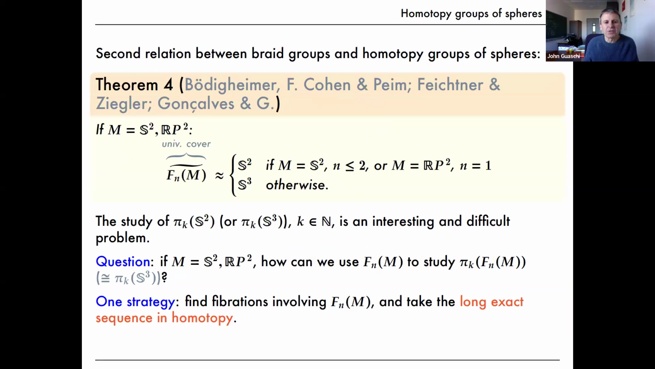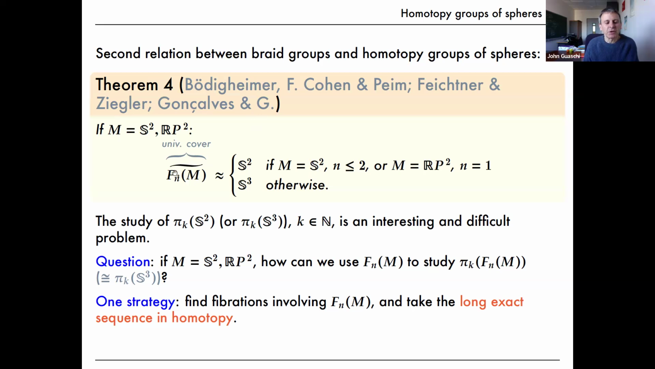So the second relation between the braid groups and homotopy groups of spheres applies to this case where the configuration spaces are not K(π,1)s. So we've proved, well, part of the following theorem.